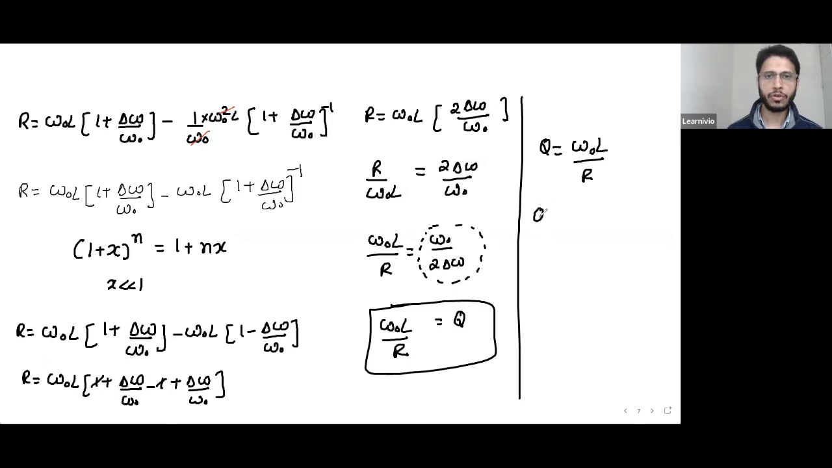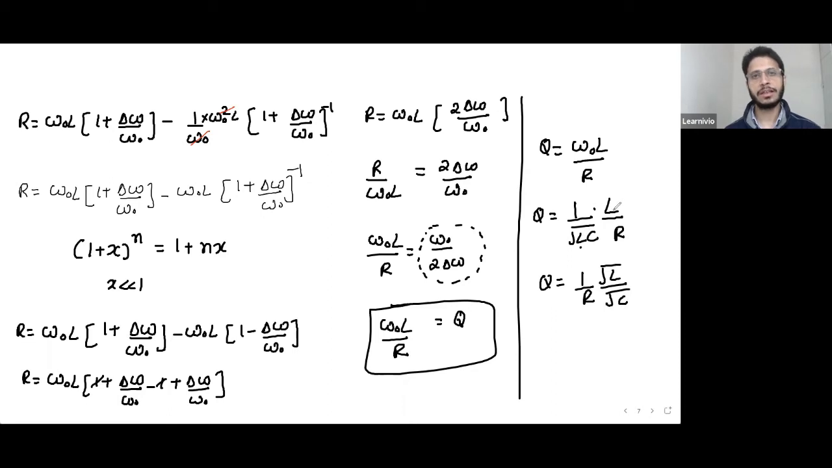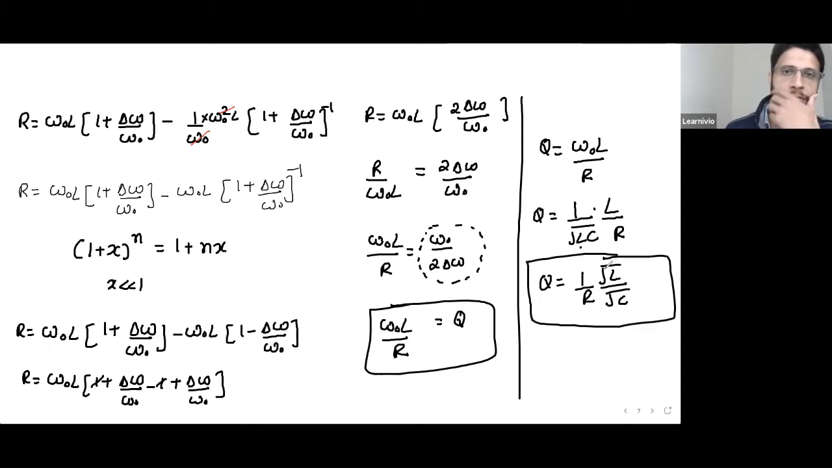Instead of omega naught, you can write it's 1 by root over LC into L by R. So see, this root L will cancel this L and you are left with 1 by R root over L by C. Because this is root L, this is L, it gets cancelled out. There is one root L in the numerator and root C here. So that's the derivation. It's a 5-marker question if it came. It's a part of syllabus, but for the last 5 years or maybe 10 years, I haven't seen this derivation in question paper, but it is a part of syllabus. This is given in NCERT.